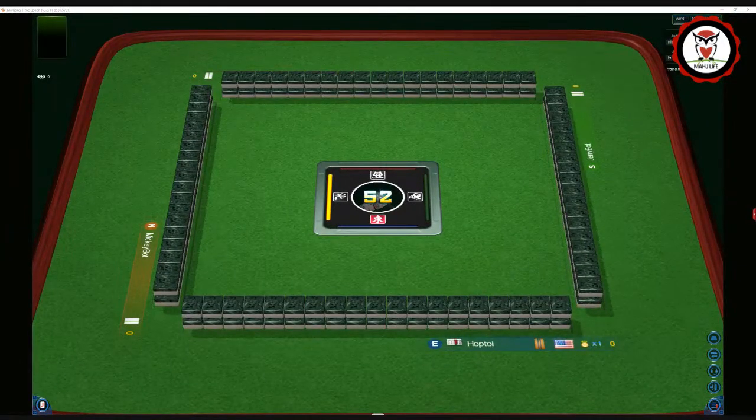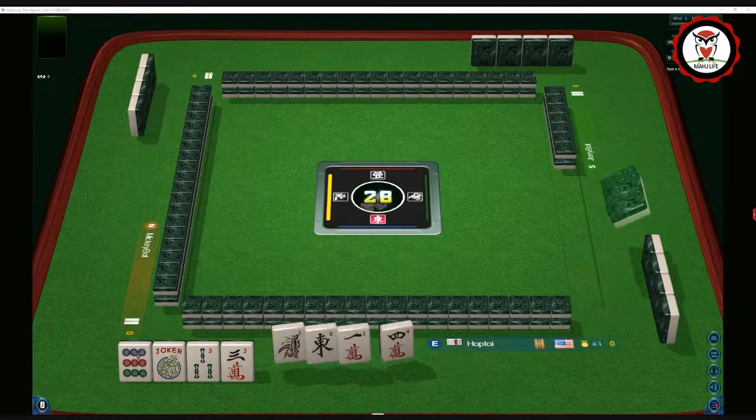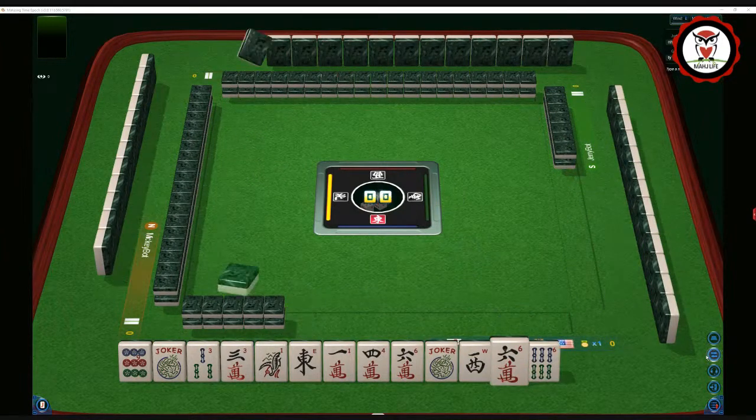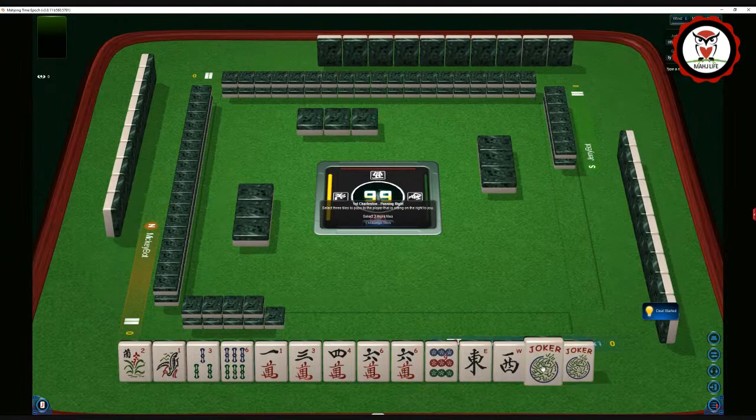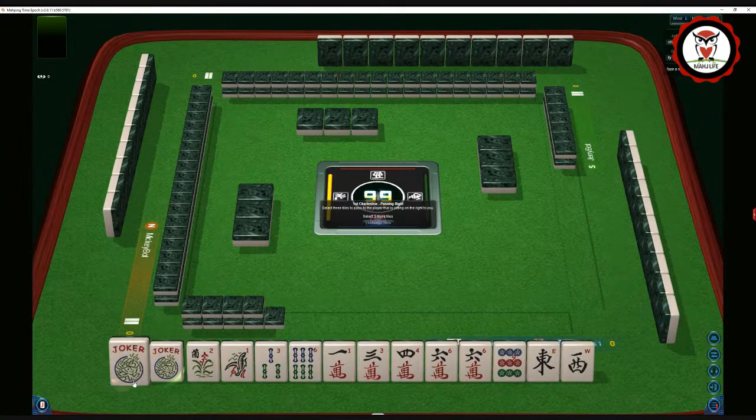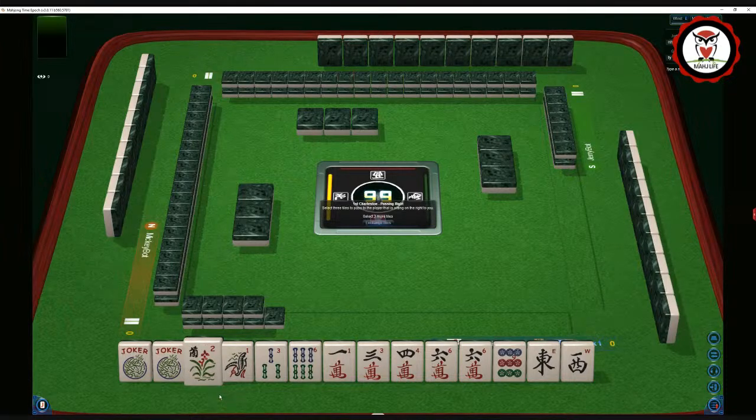So the first thing that we're going to do when we get our dealt hand is arrange them. And we're going to use an auto sort that sorts by suit. In this particular random deal, we have a couple of jokers, which is always nice. We have a flower, 1, 3, 6 in bams, 1, 3, 4, 6 in cracks with a pair of sixes, a 9 dot, and an east and a west. So this almost looks like that 3, 6, 9 hand in the example in the presentation.